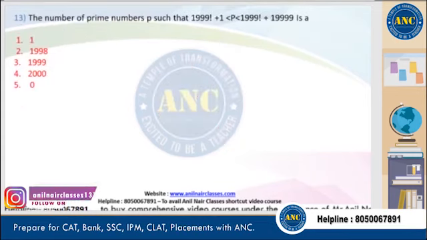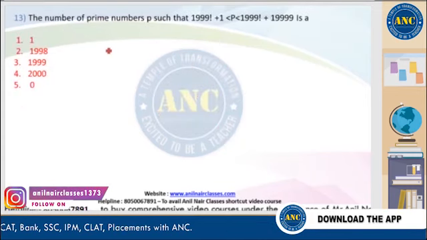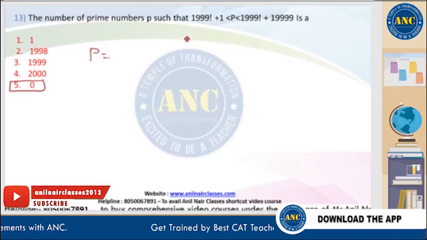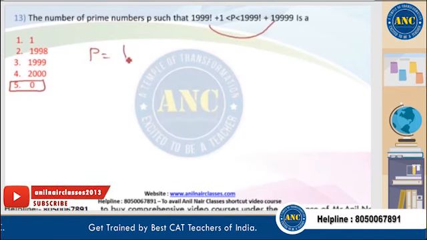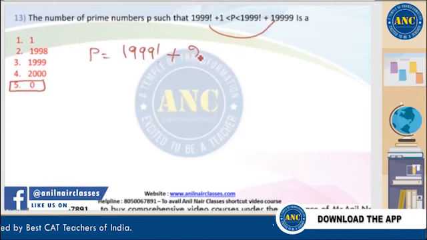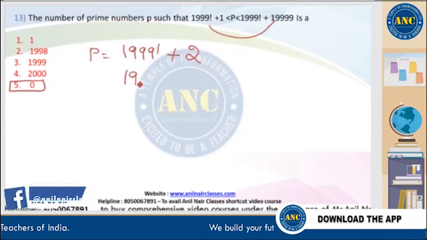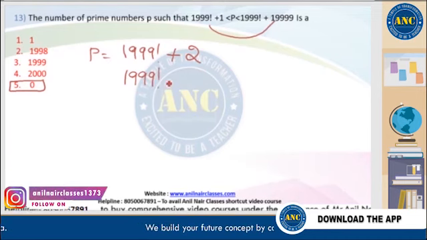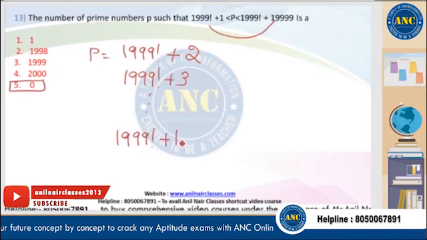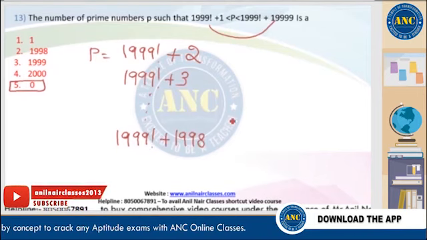12th question yesterday we discussed. Same concept we used and we got the answer as 0, where p ranges from this value to this value. So p is 1999 factorial plus 1. The next natural number is plus 2. This is 1999 factorial plus 3, and it goes up to 1999 factorial plus 1998.